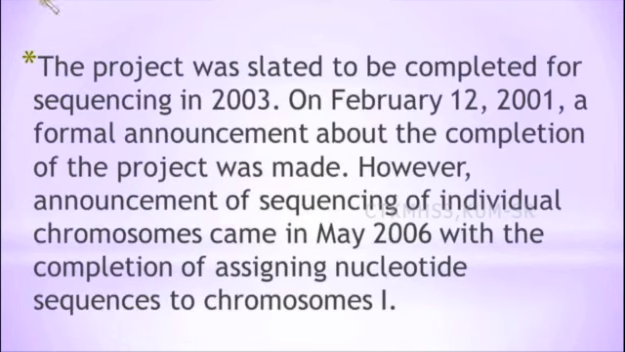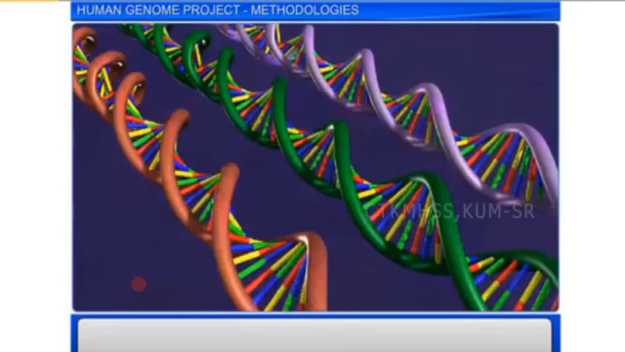This project was slated to be completed for sequencing in 2003. On February 12, 2001, a formal announcement about the completion of the project was made. However, the announcement of sequencing of individual chromosomes came in May 2006, with the completion of assigning nucleotide sequences to chromosome 1. Now let's learn about the methodologies of HGP in detail.